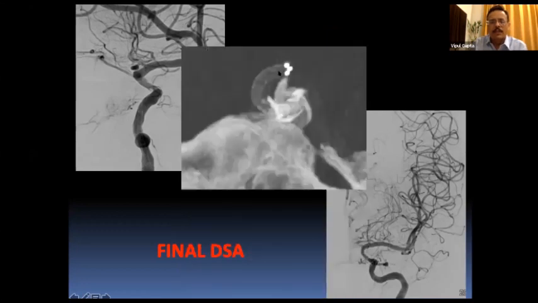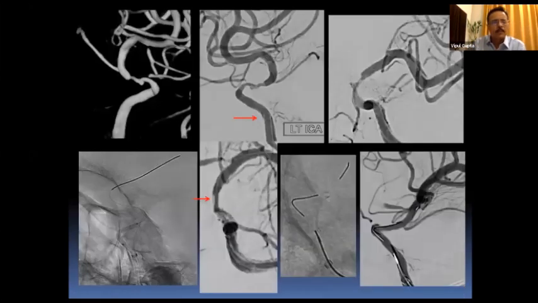And again, as I said, we do a CT scan to look at the stent, how its apposition to the wall is, whether it is well open or not. And it also shows us calcification in the plaques as well.